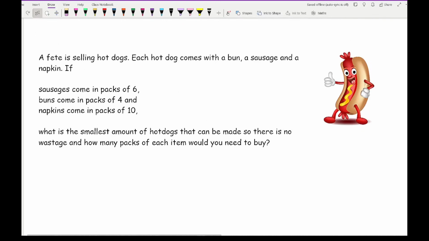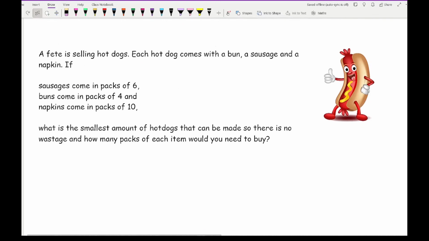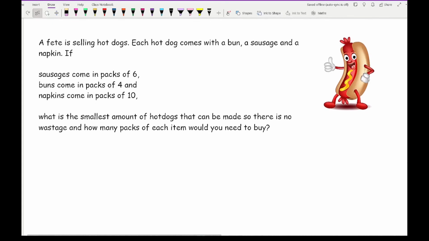So now let's have a look at our next question. It says a fête is selling hot dogs. Each hot dog comes with a bun, a sausage and a napkin. If sausages come in packs of 6, buns come in packs of 4, and napkins come in packs of 10, what is the smallest amount of hot dogs that can be made so there is no wastage, and how many packs of each item would you need to buy?